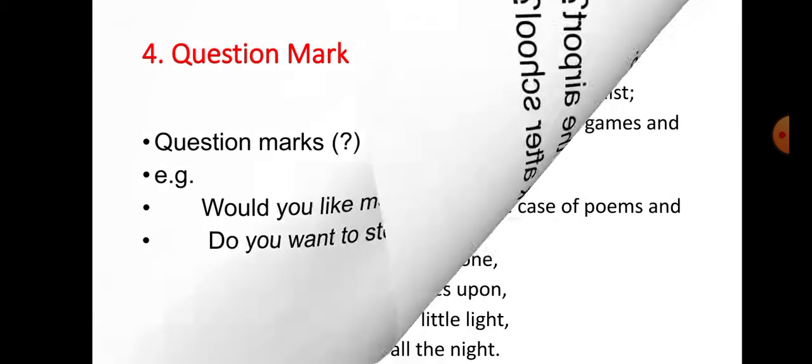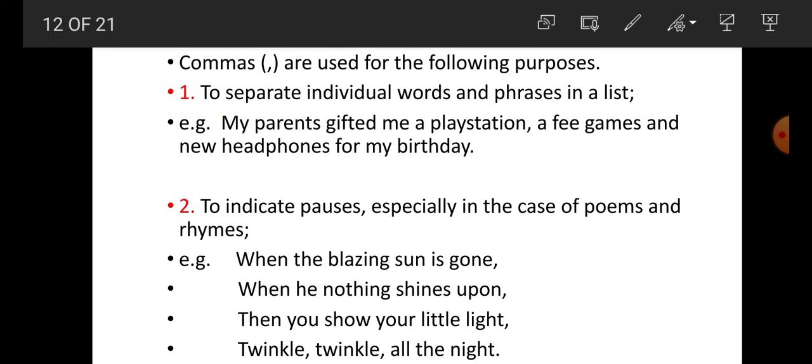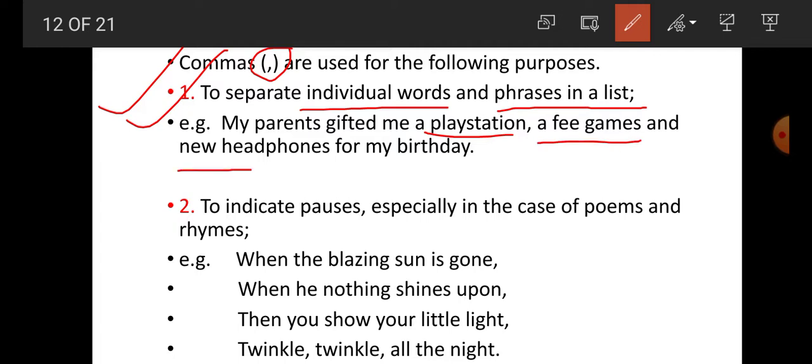Now the next one, students, is the comma. Comma is very important. What is a comma? The symbol you can see here. Commas are used for the following purposes. Number 1, to separate individual words and phrases in a list. For example, "My parents gifted me a PlayStation, a few games, and a new headphone for my birthday." There are 3 things, and that's why, students, a comma is used between the first and the second thing.